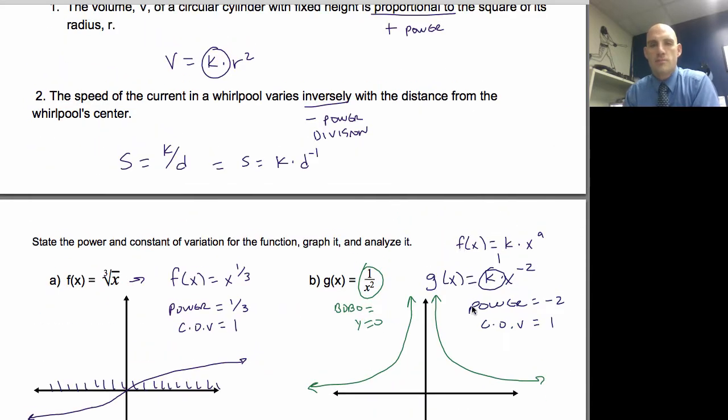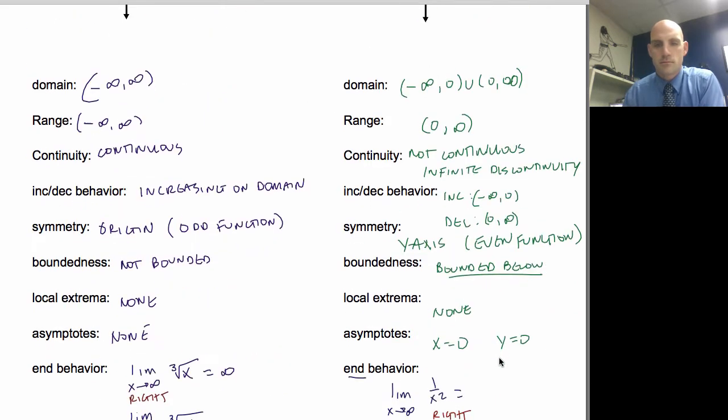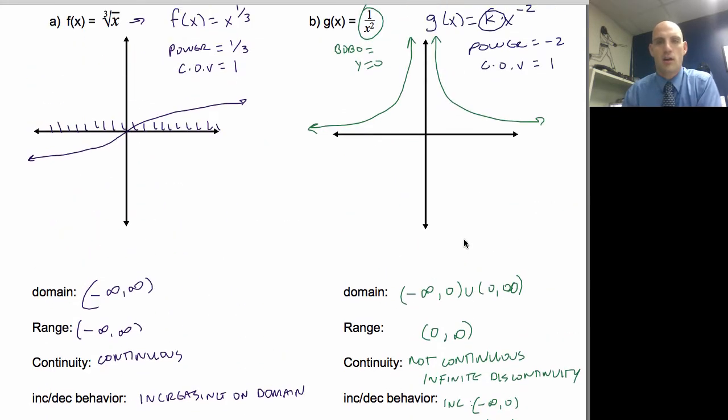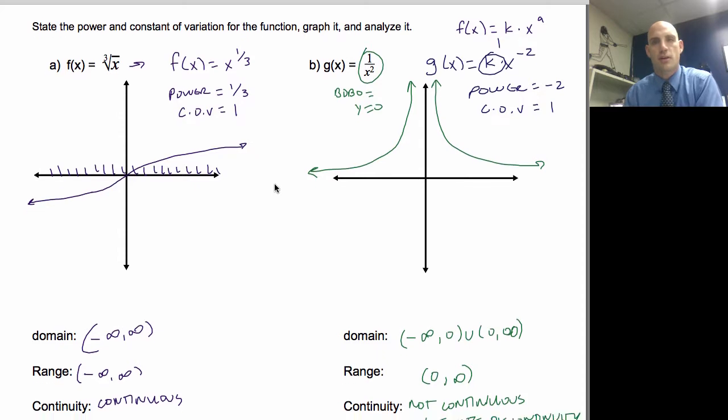Where are they going? Where's my right side going as x goes to infinity? It's going to 0. My left side's also going to 0. Check it out. And this one was going to infinity. Here it's getting closer and closer and closer to 0, but it will never get there. Left side, closer and closer and closer to 0, but never gets there.